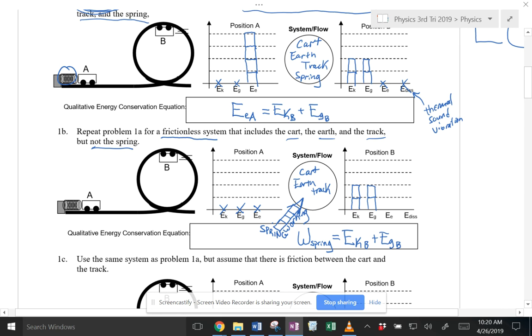Nothing really fundamentally has changed about the problem. If you're watching this, 1B looks exactly like 1A. It's going just as fast at B as it was in A, and it's just as far up the loop in B as it was in A. This is just sort of an accounting practice, if you will.